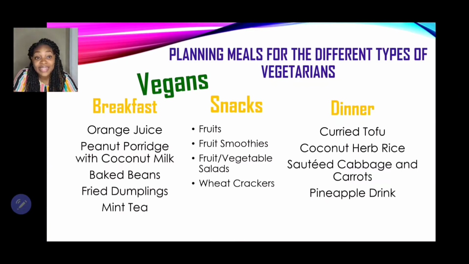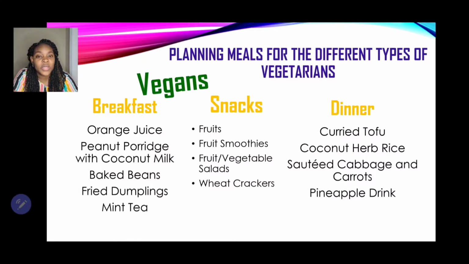Now, let us look at planning meals for the different types of vegetarians, and we're starting off with vegans, right? So remember that vegans are what? Awesome, strict vegetarians. So we're going to look at a sample breakfast menu, some snack options that we may have, and also what a dinner menu for a vegan will look like. So remember that a vegan only consumes plant-based products. They are strict vegetarians, right? So let us look at the breakfast.